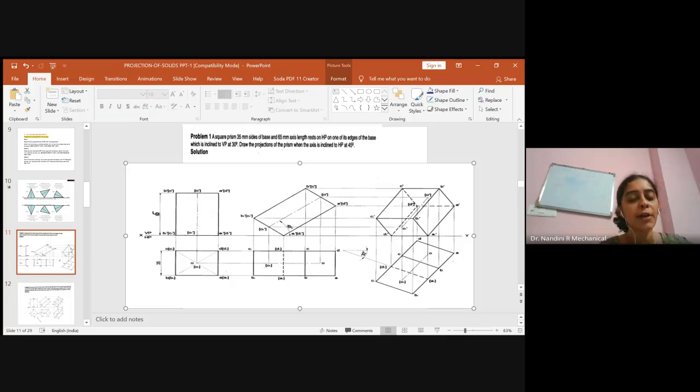They haven't specified which edge. If they specify the edge properly, then you have to go with the asked edge only. Any one of the edges will do. So they have taken the opposite one because this will be convenient, rather than going for this edge. So they have taken the opposite edge, D and A, D of D1, A of A1. This edge should now be inclined at 30 degrees to VP.